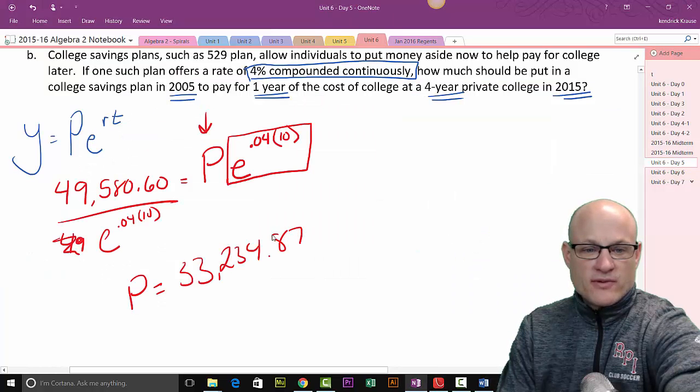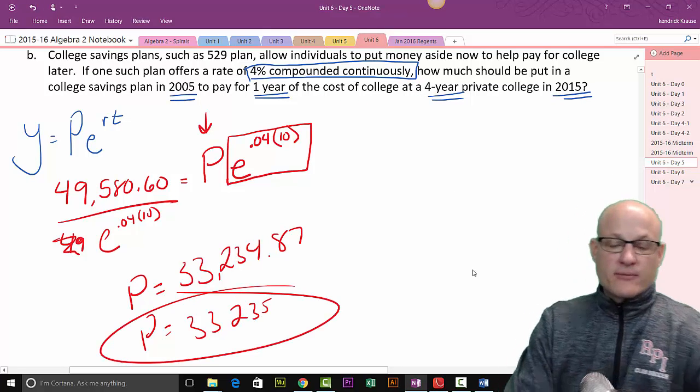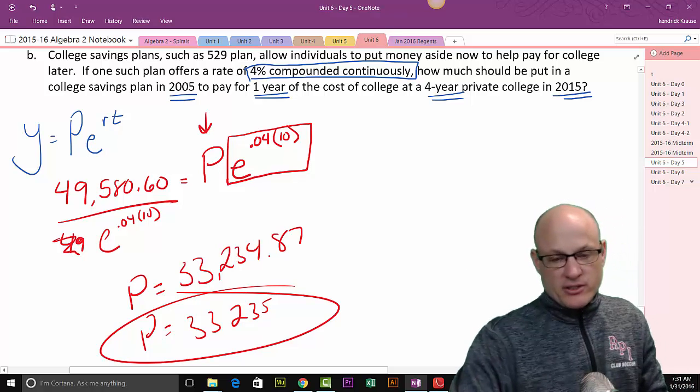$33,234.87. So if I was telling you, I'd say P equals $33,235. I wouldn't care about the cents because I don't think they care. Anyway, that's an example of PERT, I guess.